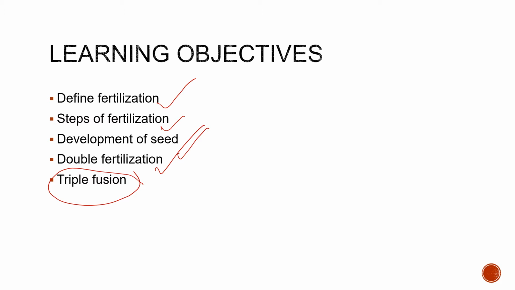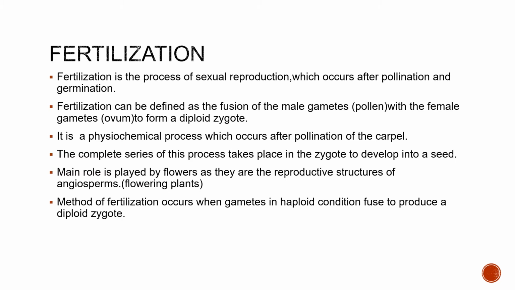So let us start with what is fertilization. So what is fertilization actually? Fertilization happens in plants and in humans also. It is a process of sexual reproduction which occurs after pollination and germination. These terms you should memorize, because only after pollination and germination can fertilization happen.